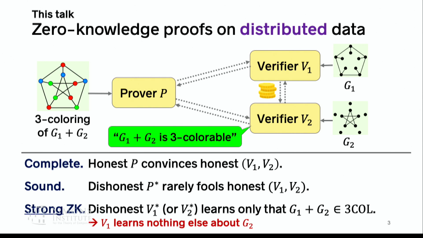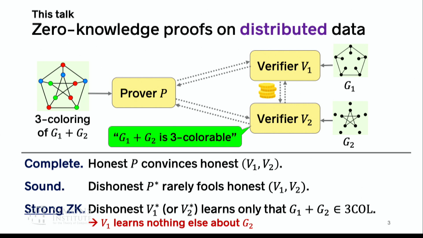So we have different notions of completeness, soundness and zero knowledge now. Completeness means that an honest prover should convince an honest pair of verifiers that the graph is three-colorable. Soundness means that a cheating prover should rarely fool an honest pair of verifiers. What do you mean, do you require that they all reject? Say they all reject, yeah. Zero knowledge here means that if either one of the verifiers is cheating, deviating from the protocol, the only thing that it learns is its input and the fact that the entire graph is three-colorable. In particular, verifier V1 shouldn't learn anything else about this graph G2 apart from the fact that it's part of a three-colorable graph.